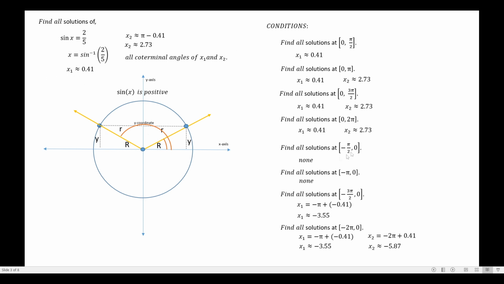So you can also check. You can substitute negative 3.55 in your function. So that means you have sine of negative 3.55. It will give you an approximate value of 2 over 5. Okay, what's next?